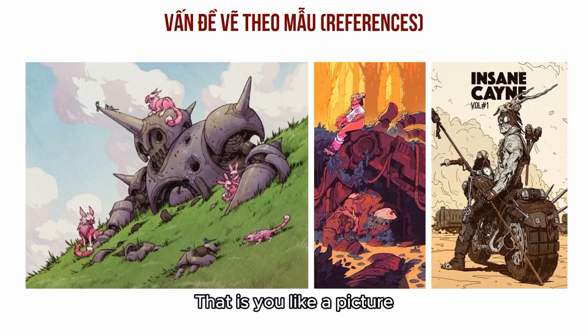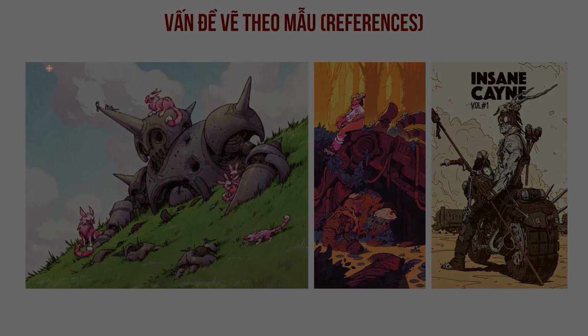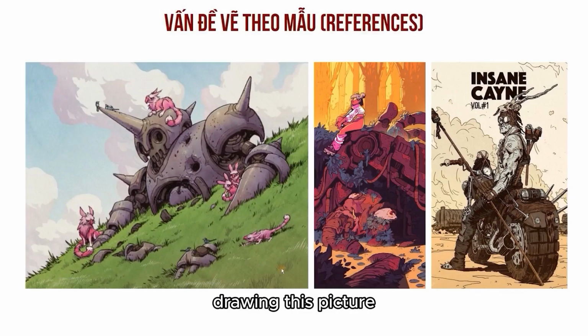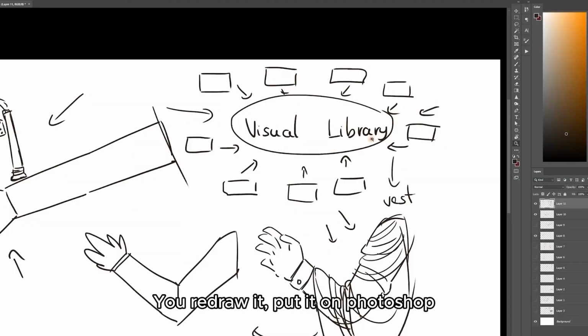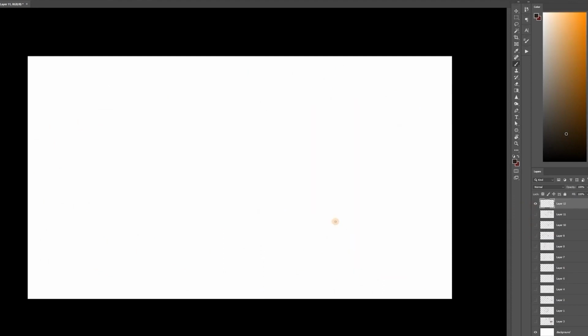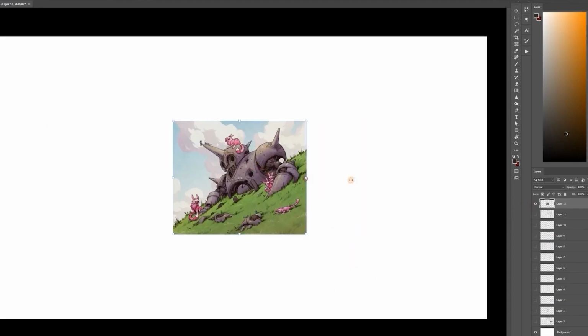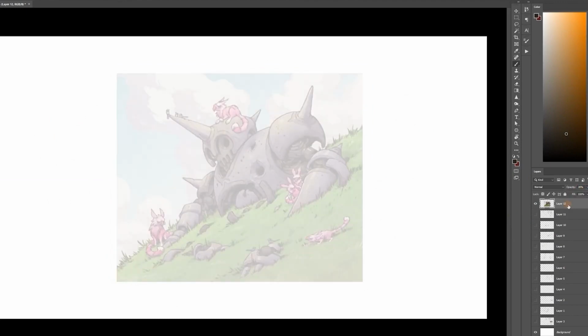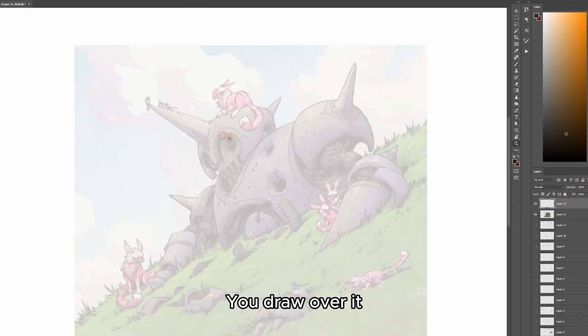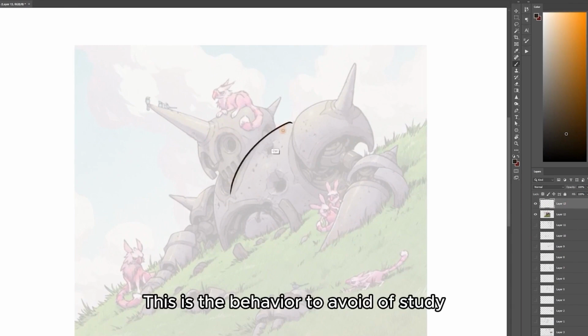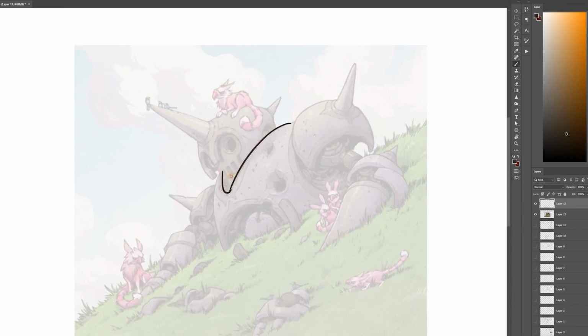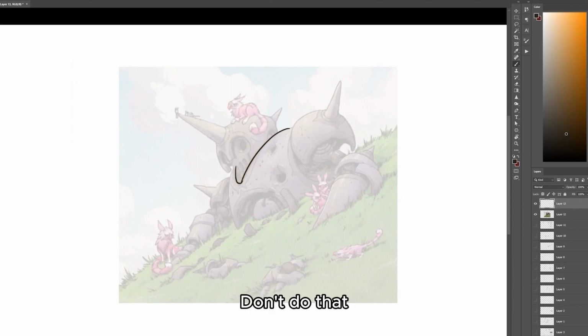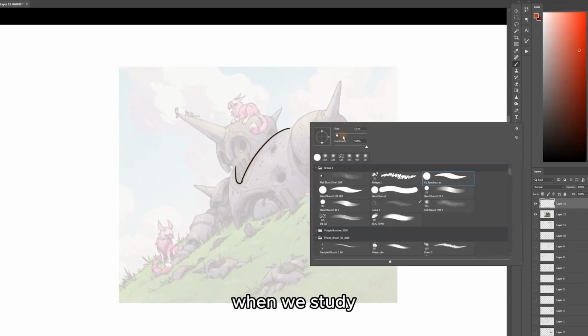That is, you like a picture, you redraw it. I'll try drawing this picture. You redraw it, put it on Photoshop, like this. Then you reduce opacity. You draw over it. This is the behavior to avoid when we study. Don't do that when we study.